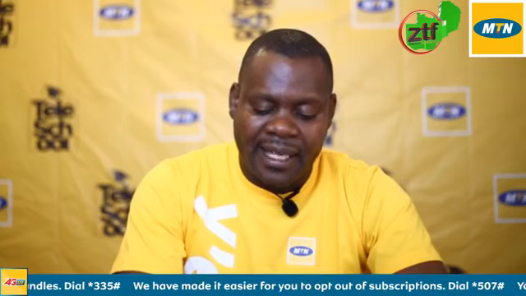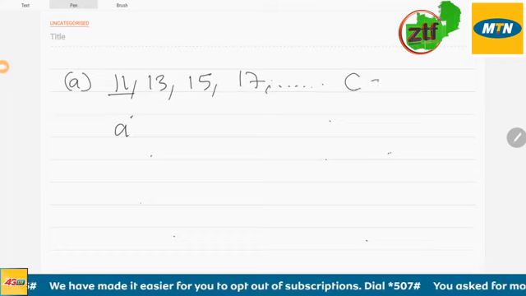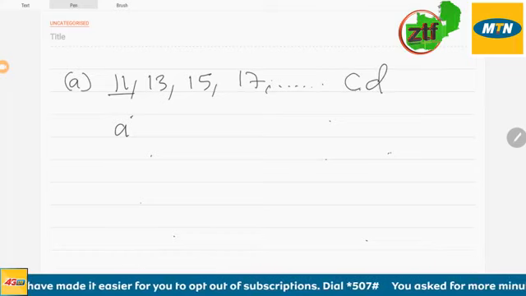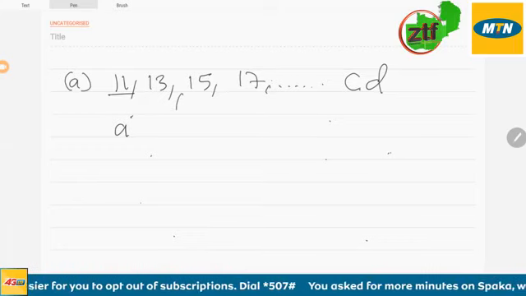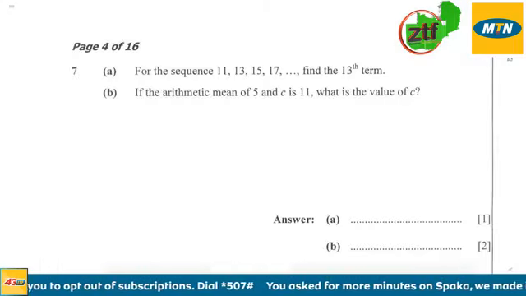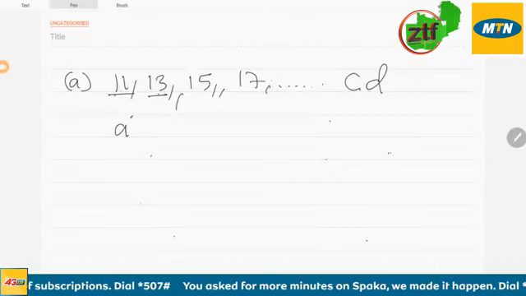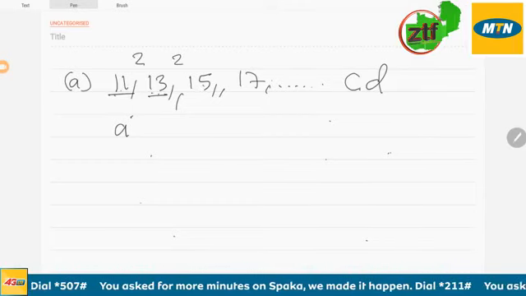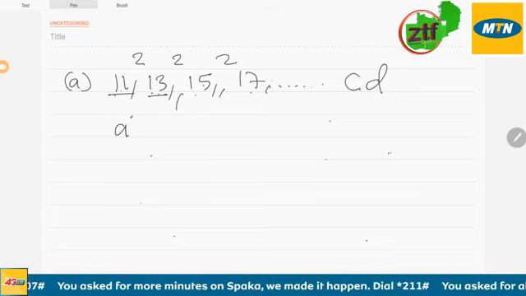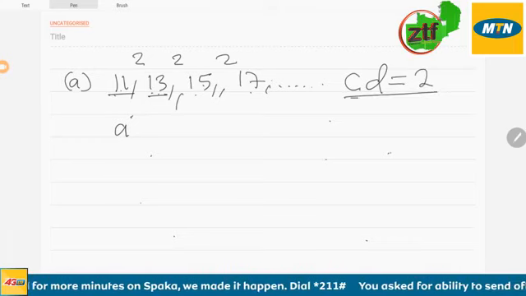We need to understand that the first term is called A, but we also need to find the common difference, which is called the CD. What is the common difference? The common difference is simply the difference between the terms. So when I subtract the first term from the second term, I'll have 13 minus 11, I'll have 2 here. 15 minus 13, I'll have 2 here. 17 minus 15, I'll have 2 here. This is the common difference. So the common difference in this case is 2.